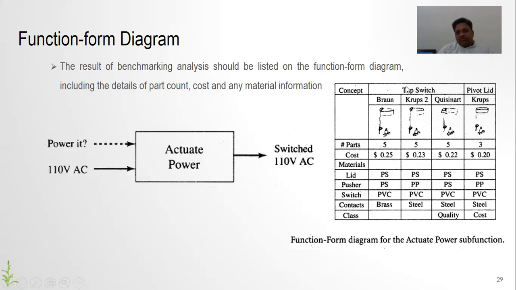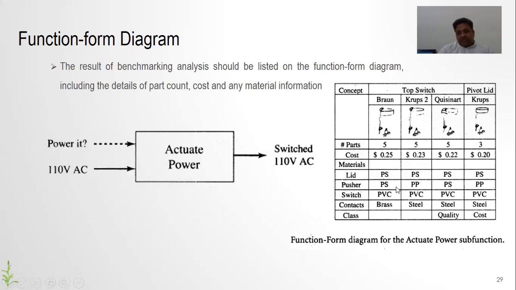Here the concept, then top switch, pivot lever. Parts: the number of parts, then cost, then the materials related to the lever, the button, then the pusher, then the switch, then the contacts, in the sense the power carrier contacts, then the case. So each top switch: Brown, Groups, Krishnat, then pivot lever groups.